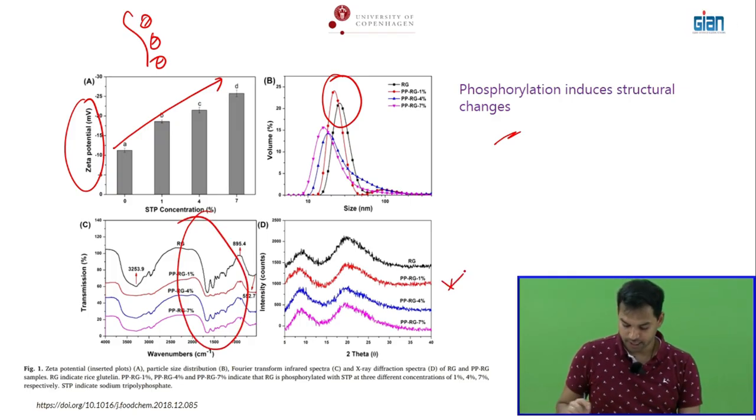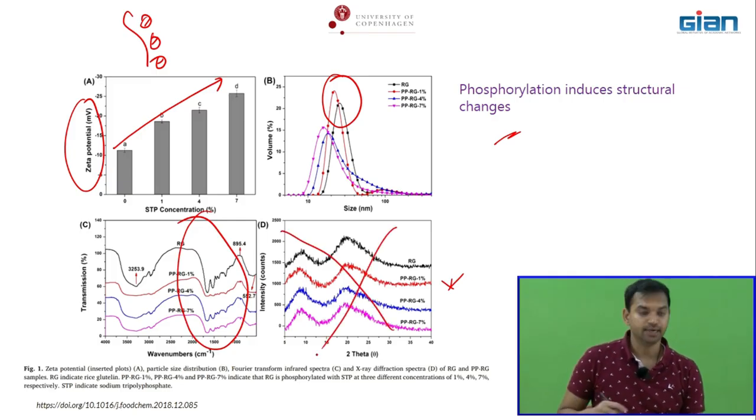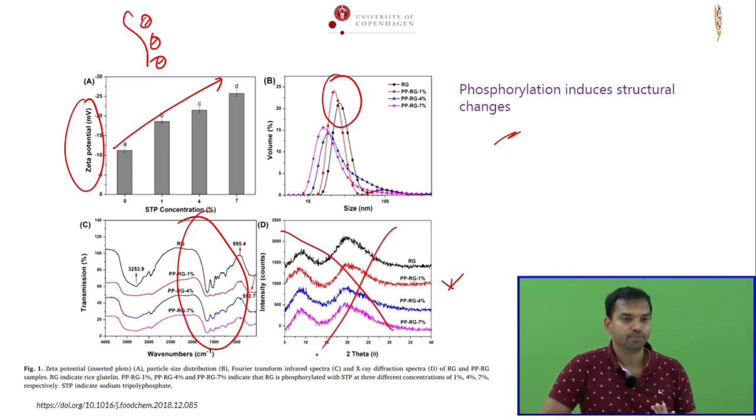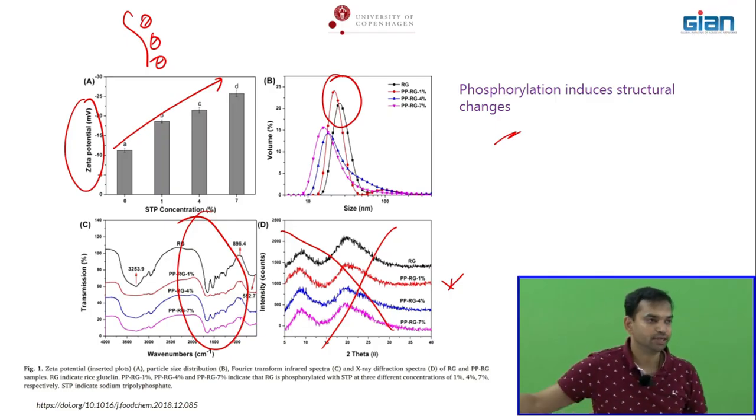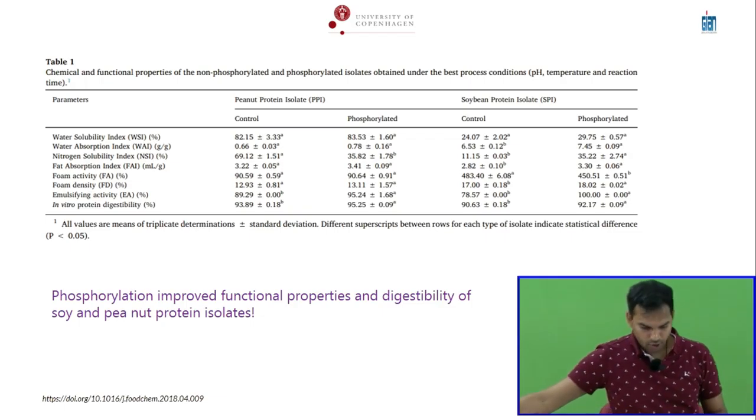And this one I have not covered, so ignore it for now. It's XRD, okay? So the take-home message is that phosphorylation changes protein structure and surface charge. The change in the surface charge and the structure changes the functional properties. I hope there is some example.